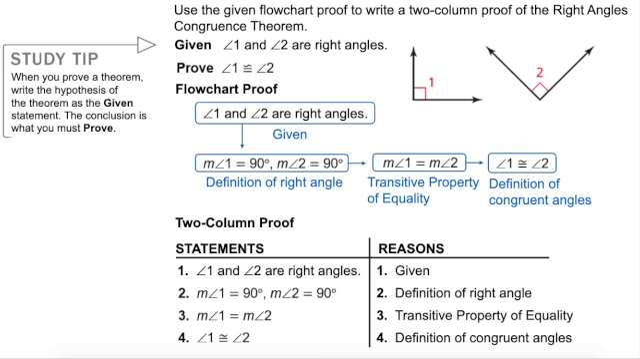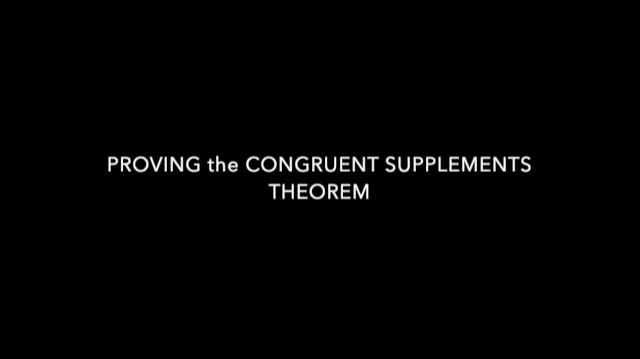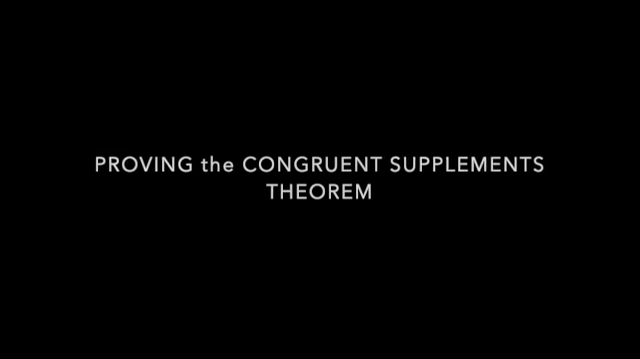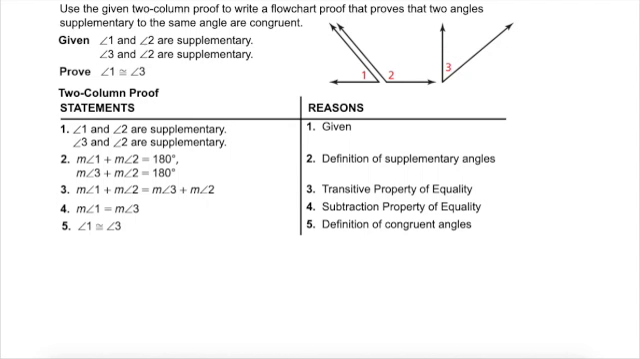Let's go ahead and try another example. So we're going to take a look at proving the congruent supplements theorem. The proof is going to be given to us here in a two-column proof already. So I'm going to show you how to kind of take what you have in a two-column and turn it into a flowchart proof.